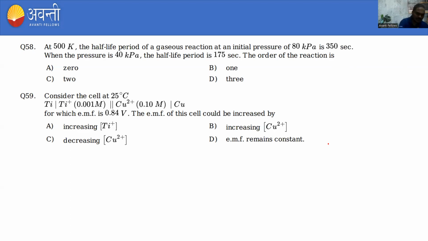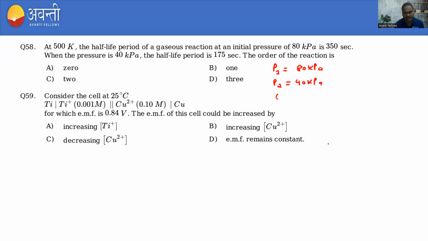So you have to calculate the order of the reaction for this. It's a very simple formula. We all know how to relate the pressure and the half-life time for calculating the order of the reaction. All values are already given. Like we have P1, so P1 is 80 kilopascal. Similarly, we have P2, which is equal to 40 kilopascal.